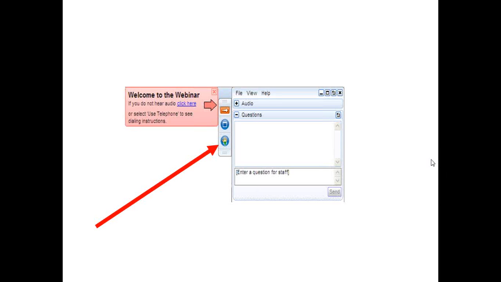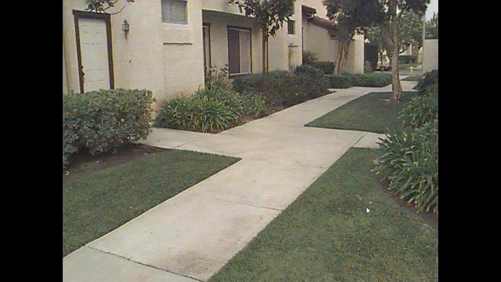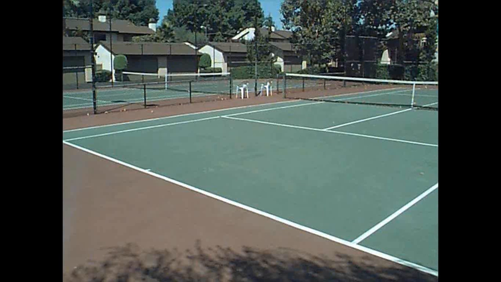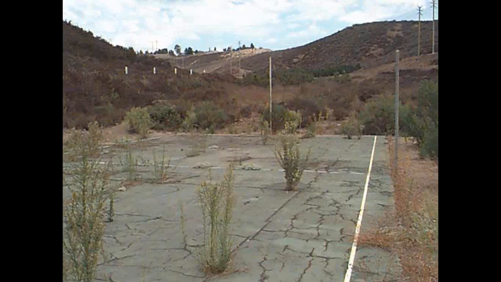So, let's start at the very beginning. What are we trying to accomplish here? With a reserve study, here's some comparison slides just to get us on the right foundation. Here's good sidewalk, and here is bad sidewalk. Here's a picture of good tennis court, and here's a picture of bad tennis court. Hopefully it's very clear to you what the difference is.